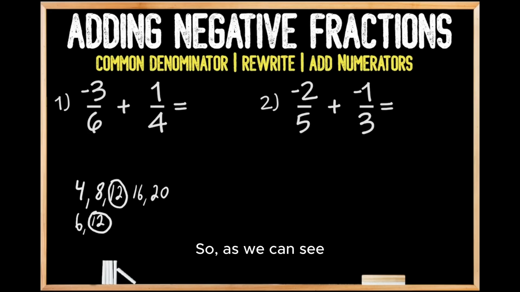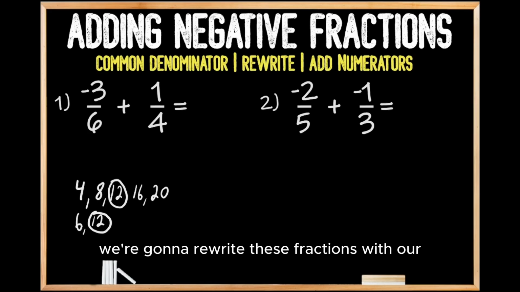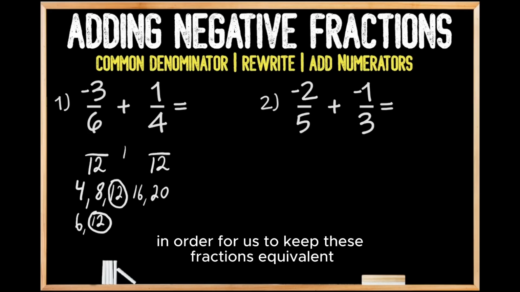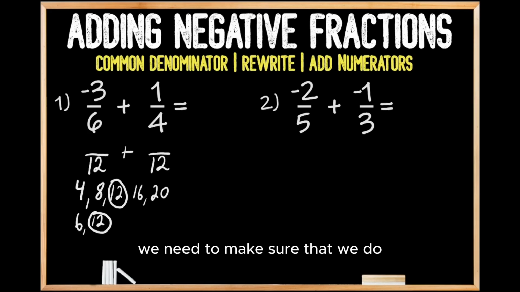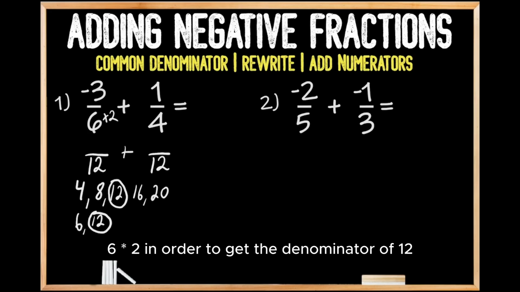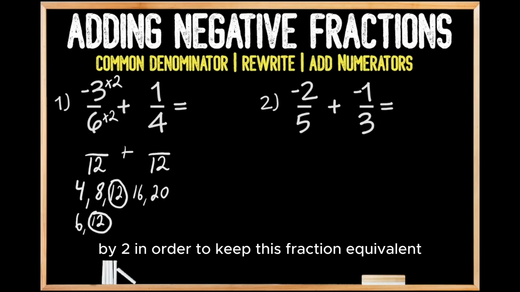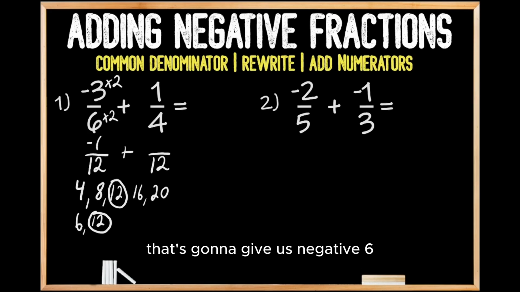and 4. So as we can see for the next step, we're going to rewrite these fractions with our common denominator of 12. And now in order for us to keep these fractions equivalent, we need to make sure that we do the same thing to our numerators up top that we had to do to our denominators in order to rewrite these fractions. So for 6, we had to multiply 6 times 2 in order to get the denominator of 12. So we need to multiply our negative 3 by 2 in order to keep this fraction equivalent. That's going to give us negative 6, giving us negative 6/12.